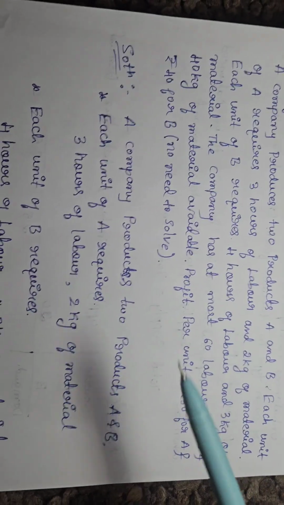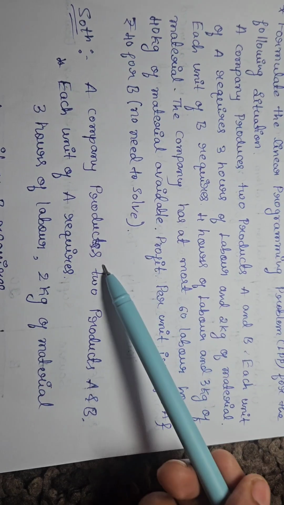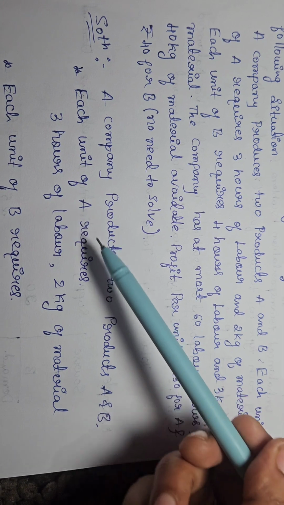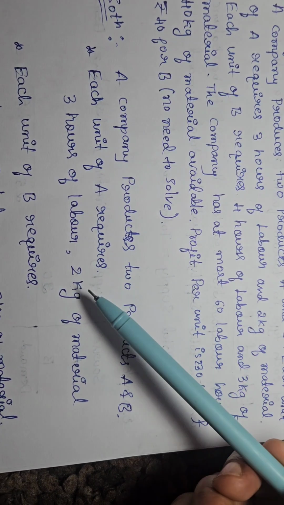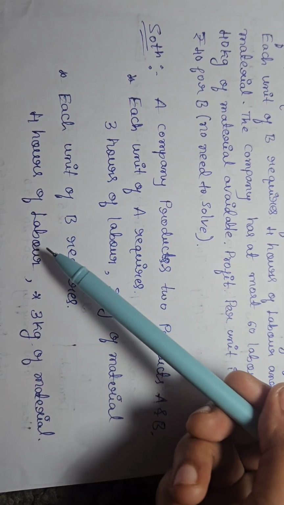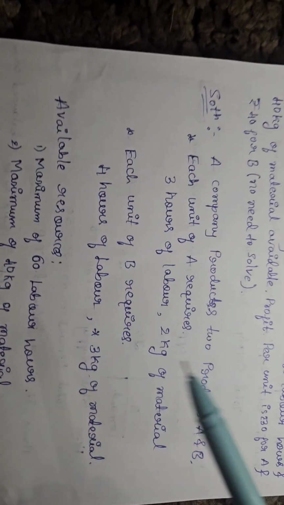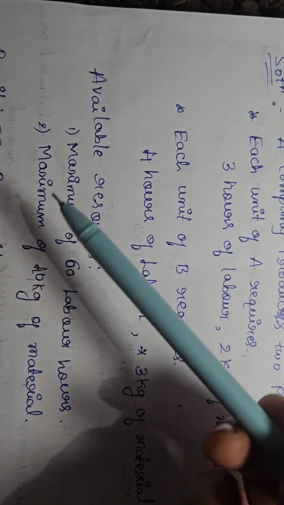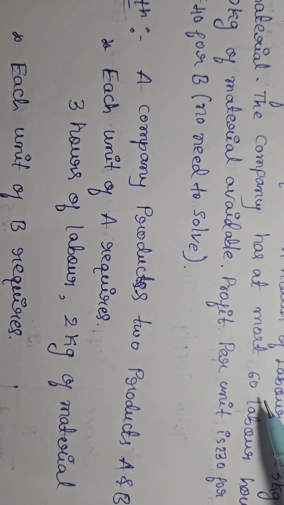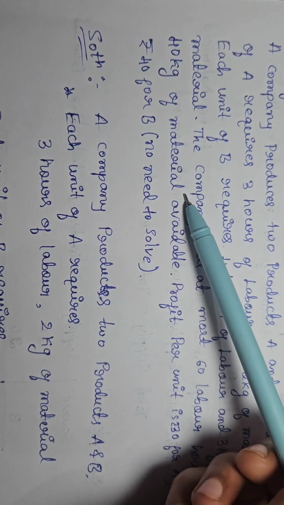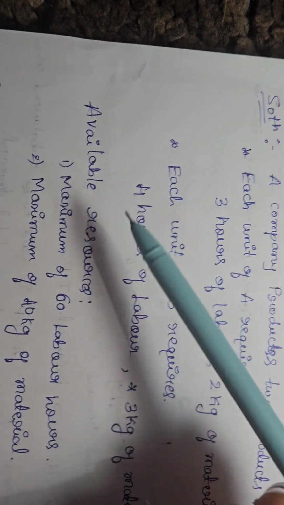See what the solution part is. A company produces two products, one is A and another one is B. Each unit of product A requires 3 hours of labor, 2 kg of material. Similarly, product B requires 4 hours of labor, 3 kg of material. Then coming to the available resources: a maximum of 60 labor hours, a maximum of 40 kg material. The company has at most 60 labor hours and 40 kg of material available. This is the available resources.